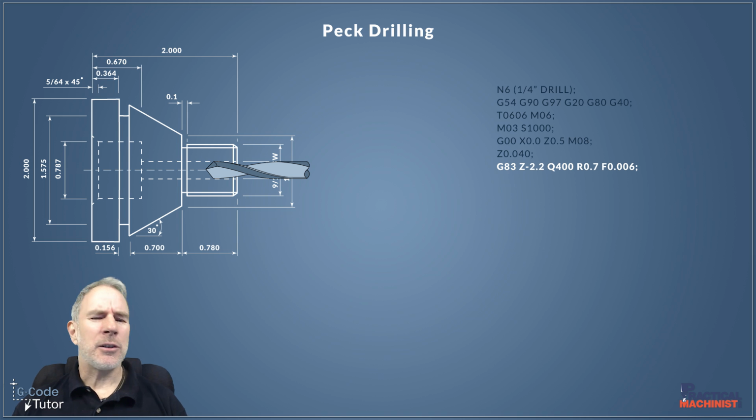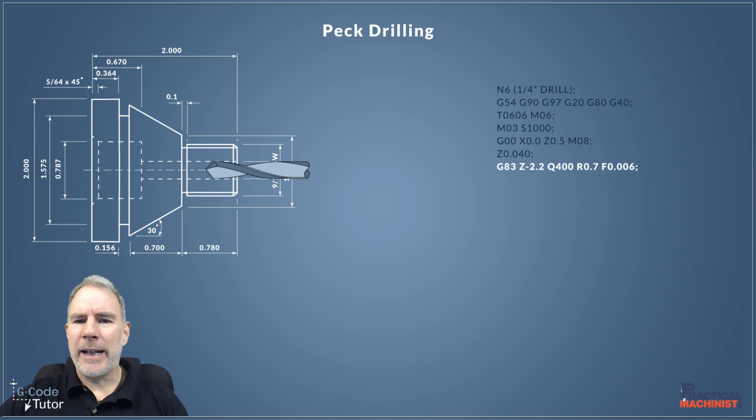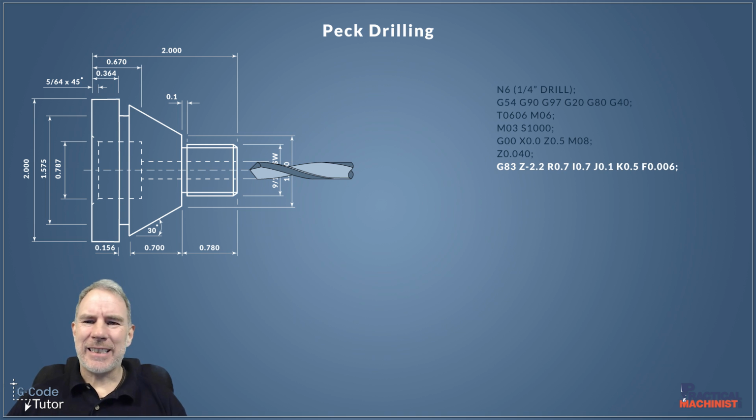So this gives us much more control. If you're having troubles with drills breaking, you're having troubles with a peck, it might be worth trying out this other method. So let's take a look at this other method to produce variable peck drills. So again, we start off with G83, and again, our Z depth is the final depth of the drilled hole.